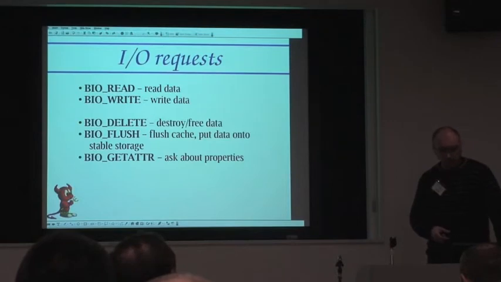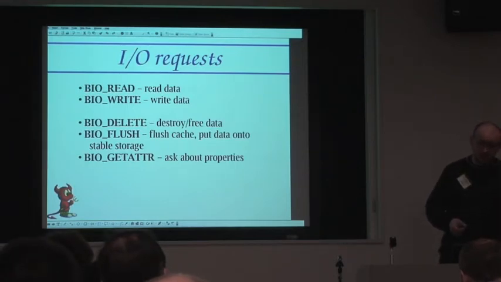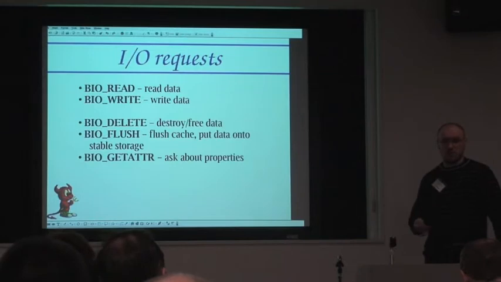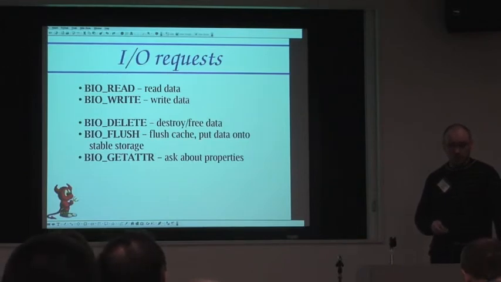Okay, we have bio flush. It was added when I was working on gjournal and ZFS. It basically tells the underlying provider to flush its write cache. When bio flush returns, we should know that the data is on stable storage. There is no caching in between. We also have the bio getattr I/O request, which basically can be used to ask for various properties of a provider.